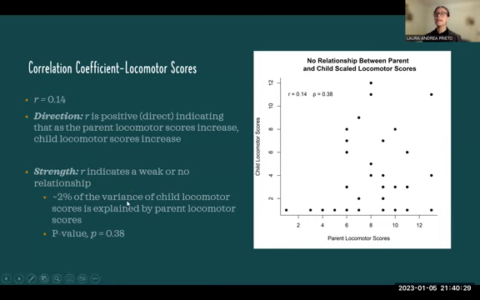And then if we calculate R squared, or the coefficient of determination, approximately 2% of the variance of child locomotor skills is explained by parent locomotor scores. And our p-value was not less than 0.05. So with all of this information, we said there is no relationship between parent and child's locomotor scores. So in this study, we found that it didn't matter if the parent had great motor skills as measured by the TGMD, their child's locomotor skills didn't seem to be related to that.